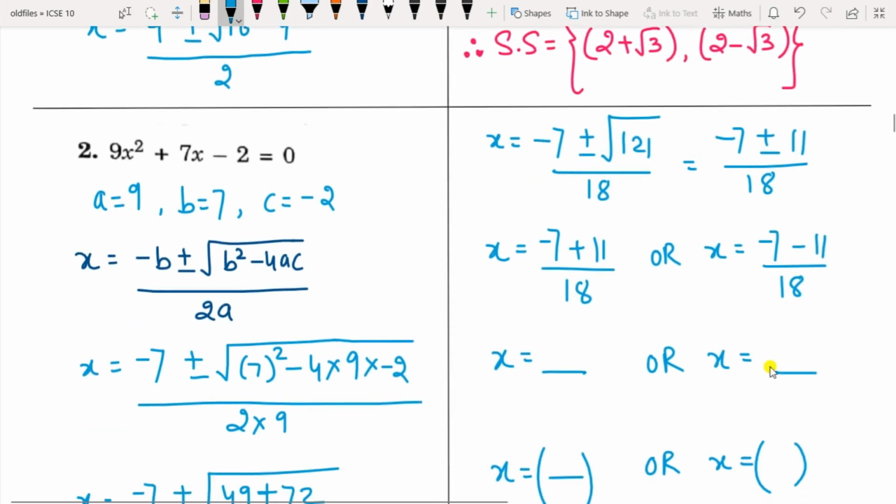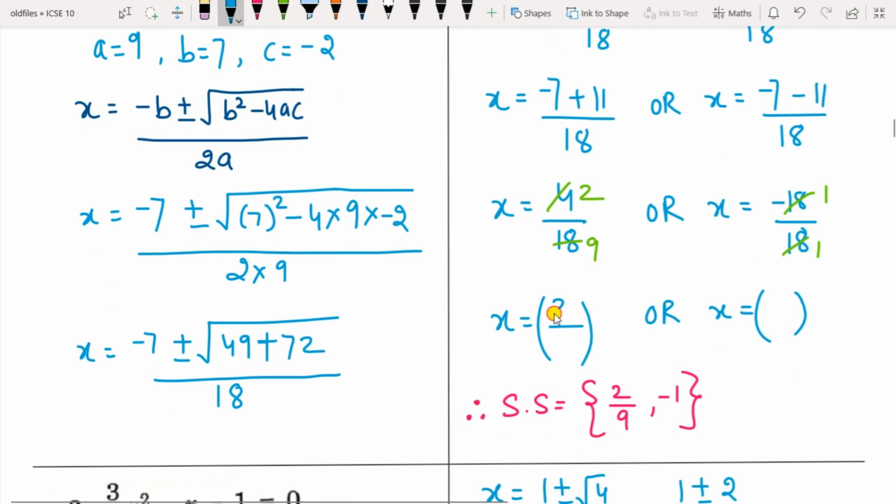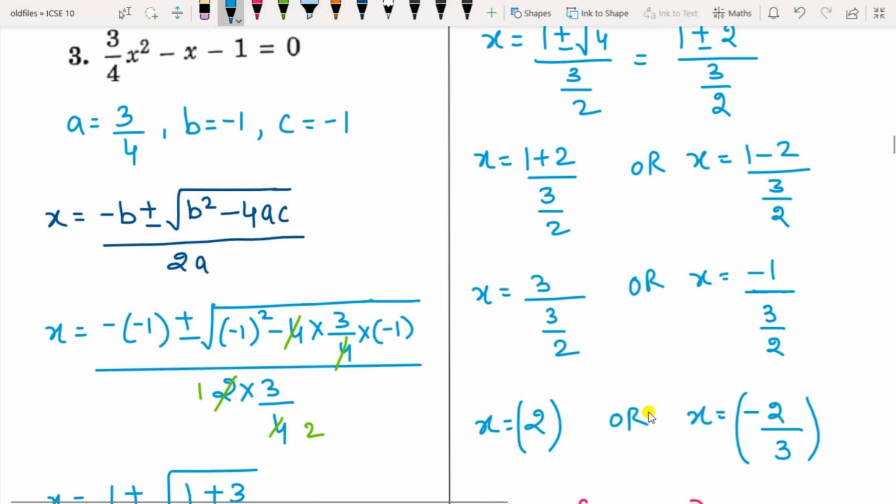So separate the roots here, plus and minus. Now do the calculation. This is 11 minus 7 is 4 by 18, and this will be here minus 18 by 18. Okay. Now here you can do the cancellation. 2 2s are 4 and 2 9s are 18, 1s are 18, 1s are. Right. So it will be 2 by 9 as the first root and minus 1 as the second root. So that is the solution set. So this is the pattern, very easy, just you have to keep the numbers properly.